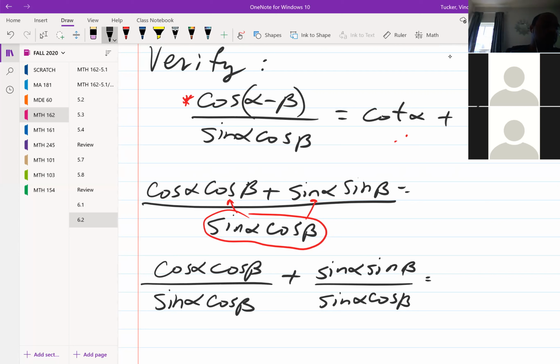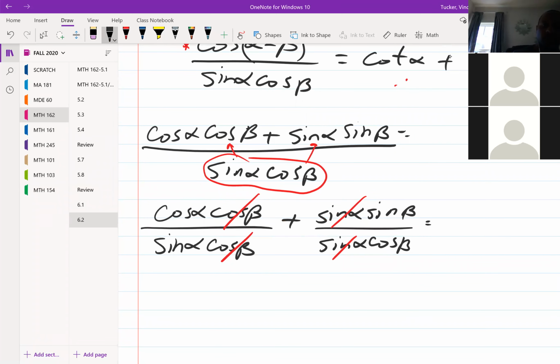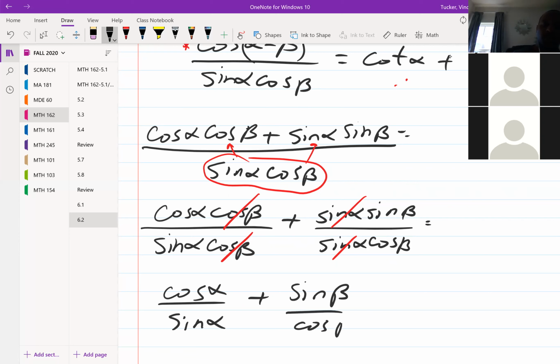All right. So now we see that cosine beta can cancel in the first one, sine alpha can cancel in the second one. That leaves us with cosine alpha over sine alpha plus sine beta over cosine beta. Cosine over sine is cotangent alpha, and then sine over cosine is tangent, and that's beta.